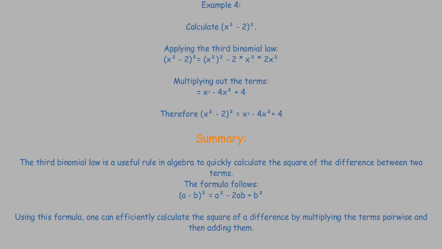Summary. The third binomial law is a useful rule in algebra to quickly calculate the square of the difference between two terms. The formula follows (a - b)² = a² - 2ab + b². Using this formula, one can efficiently calculate the square of a difference by multiplying the terms pairwise and then adding them.